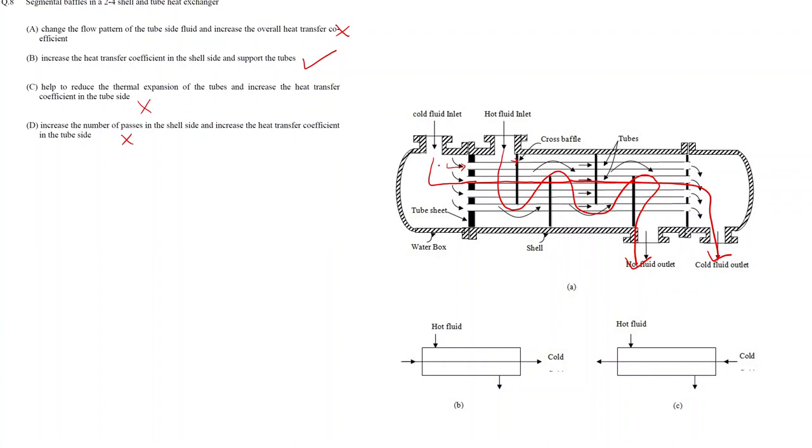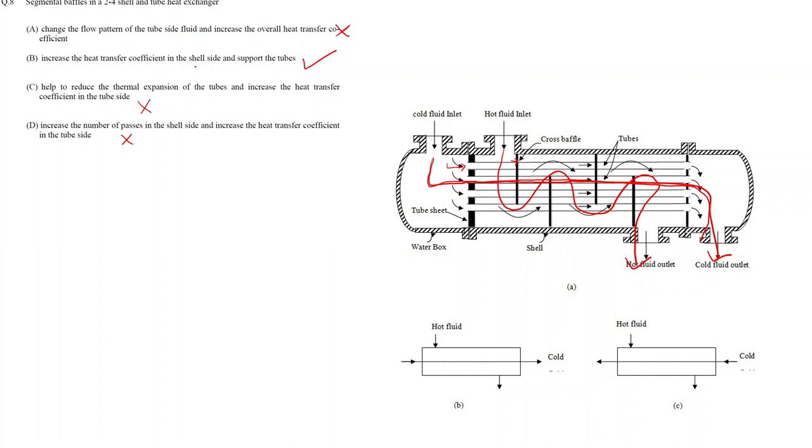So from the given diagram, we can see that the tube side fluid will flow through the tube and it won't be hindered by the baffles. So the flow of this tube side fluid won't be disturbed or affected by these baffles, and hence the flow pattern of the tube side will remain the same. That is why we have marked the option as incorrect.